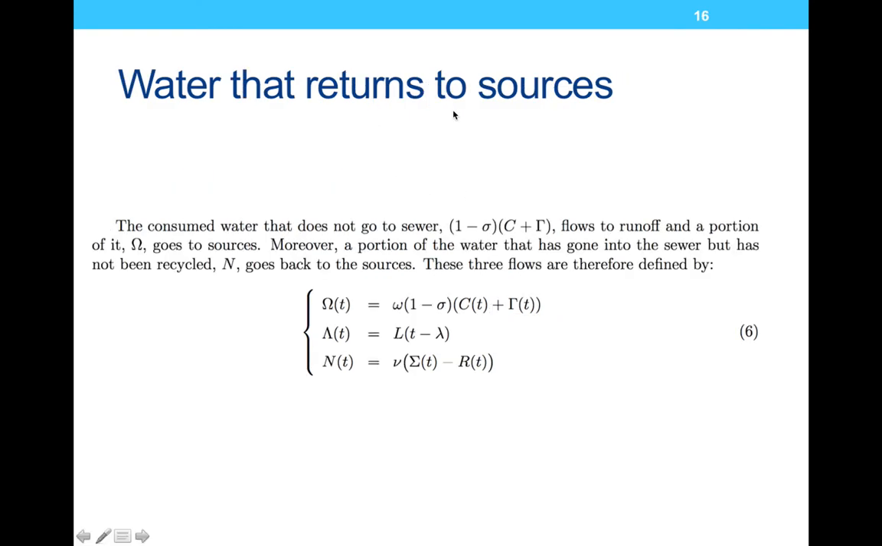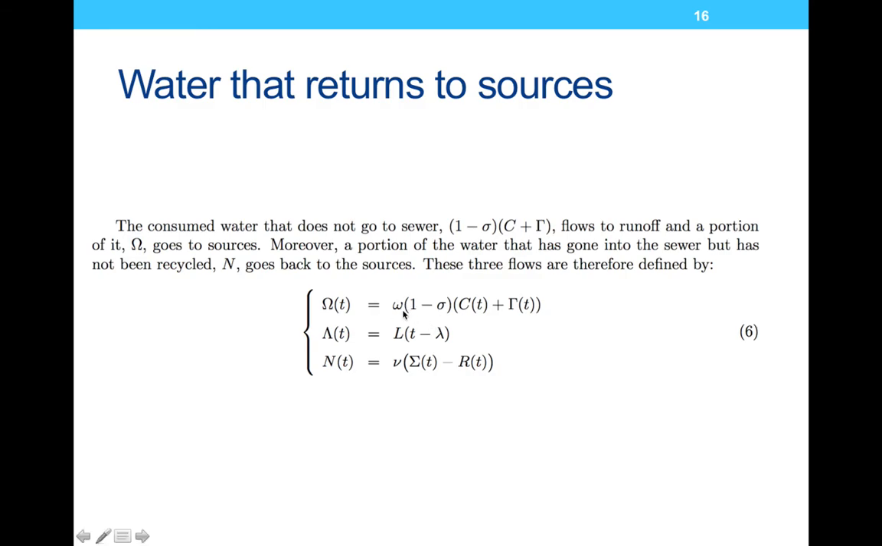Now let's look at water that returns to the sources. And we know there are three amounts of water that return to sources. One is the runoff return, omega. Let's take a look at this logic. We know that C plus gamma is the total amount of water that was consumed. Sigma times (C plus gamma) is the amount of water that actually goes into the sewer, and (1 minus sigma) times (C plus gamma) is the amount of water that's consumed that does not go into the sewer.